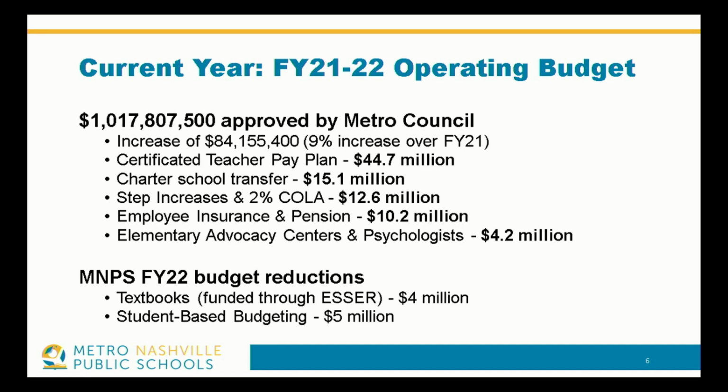The bulk of that investment came in the form of teacher and staff pay, with $44.7 million for a new teacher pay plan that resulted in MNPS having the best paid teachers in the state of Tennessee across all levels of service, while also establishing a 2% COLA for all certificated administrative and support staff, as well as step increases for all eligible employees. We also funded employee insurance and benefits, saw an increase to our required charter school transfer amount, and received an investment in advocacy centers and school psychologists. Some of this was funded through a reduction in our textbook budget as we shifted those costs to ESSER, as well as savings in our SBB budget.